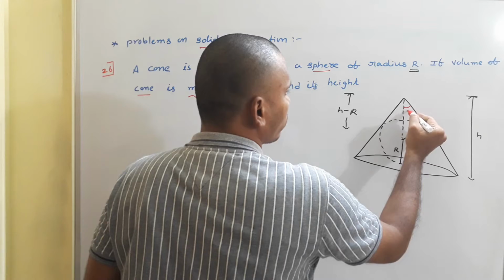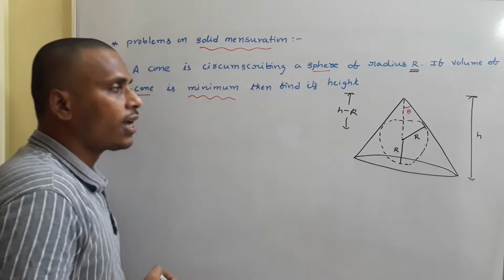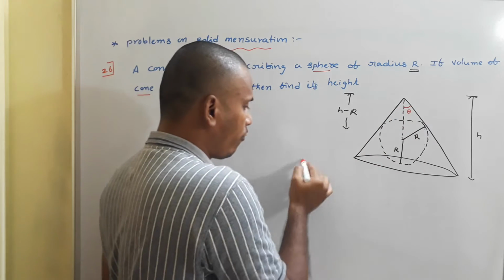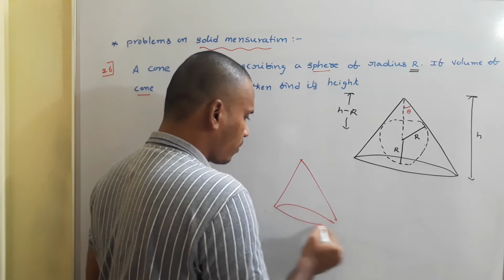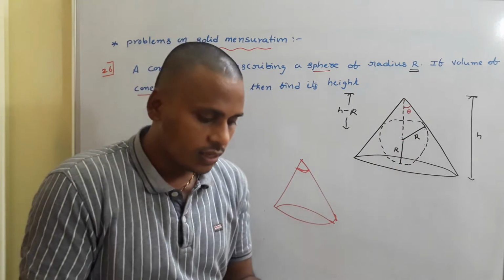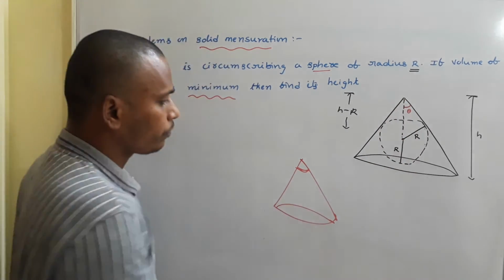Right. And the next thing is, to solve the problem, I am using the semi-vertical angle of the cone. Take it as theta. Theta is the semi-vertical angle. This total angle is considered as the vertical angle for a cone, and half of that is considered as the semi-vertical angle. Okay? Right.